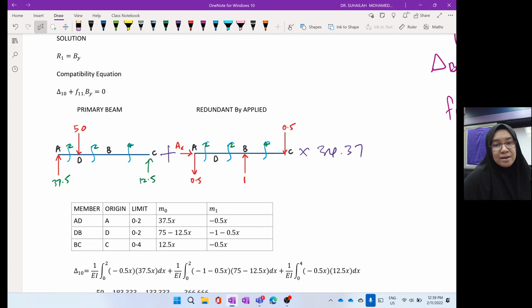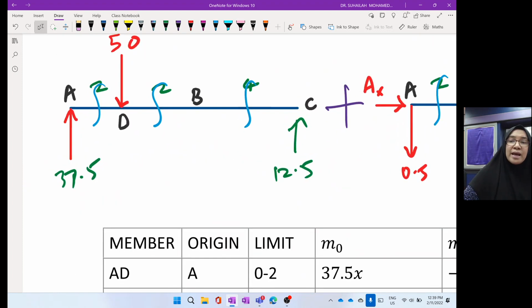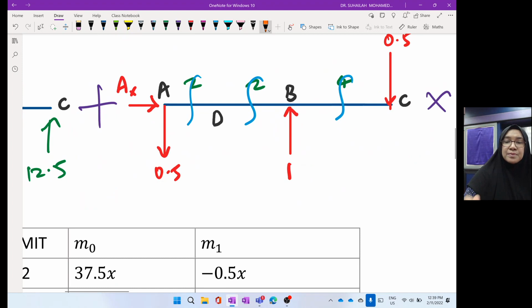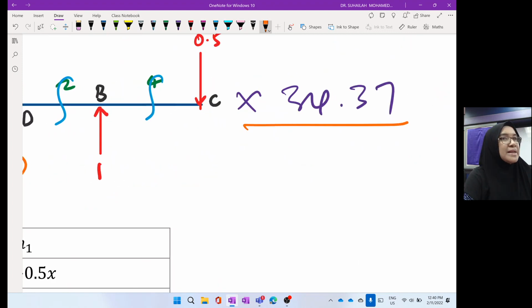So this is actually the principle of superposition. To get AY and CY in this case, what we need to do is just use the principle of superposition. For example, AY in the actual system is equal to 37.5 plus negative 0.5 times redundant. Which one is easier?